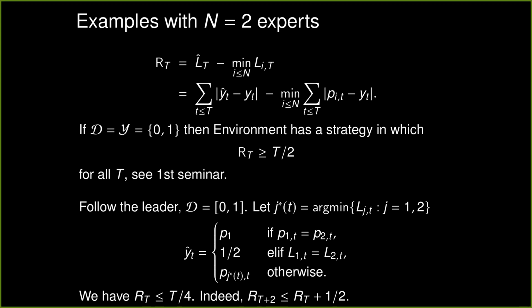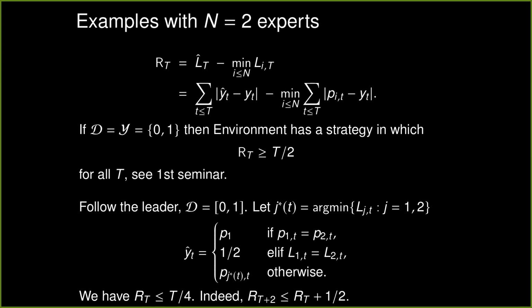Okay, so can you now finish the proof? Yeah, exactly. So in a round where the losses are equal and both experts agree, we give the same prediction. And so the regret remains the same. Either everyone is correct or everyone is incorrect. But if the experts give different predictions, then we use 1/2. So our loss increases by 1/2.